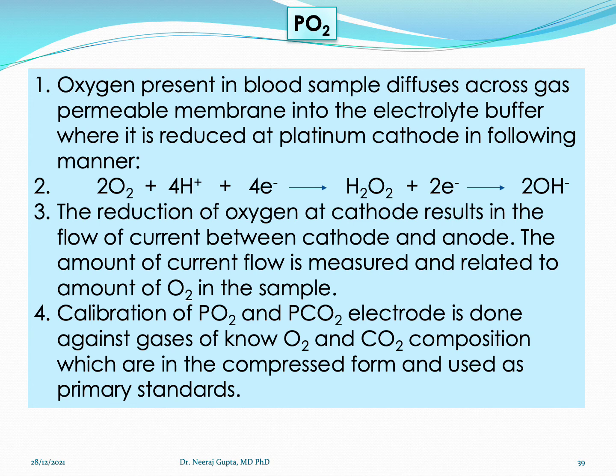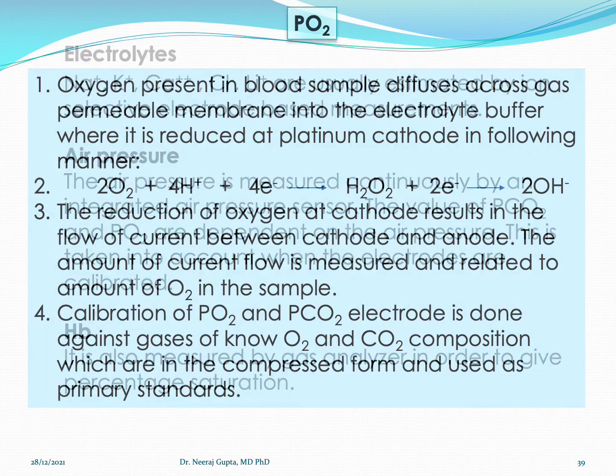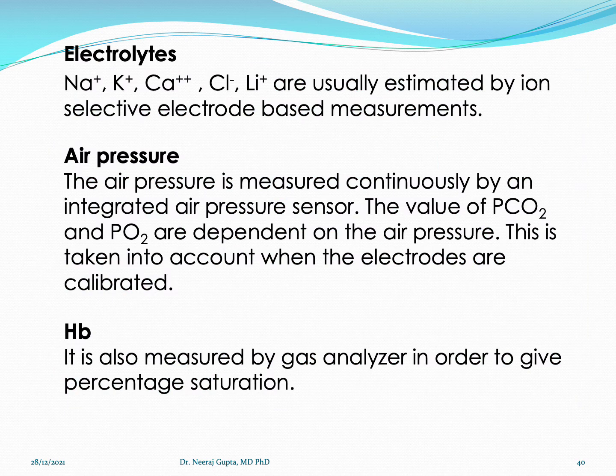Now calibration of the PO2 and PCO2 electrodes is done against gases of known oxygen and carbon dioxide composition, which are in the compressed form and used as primary standards. Now electrolytes like sodium, potassium, calcium, chloride, lithium are usually estimated by ion selective electrode based measurements.